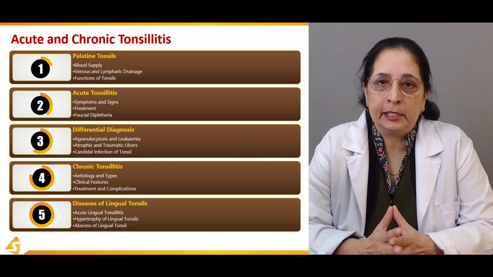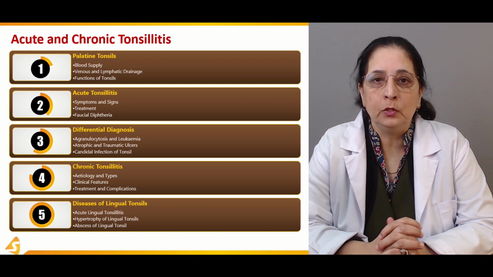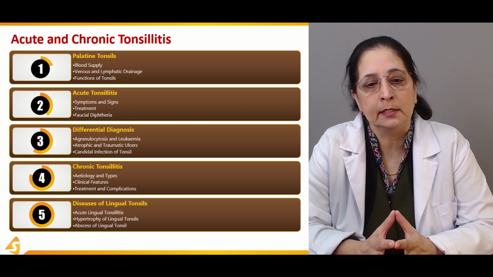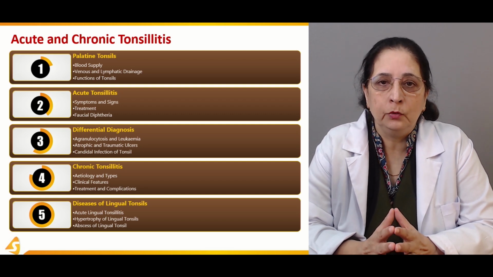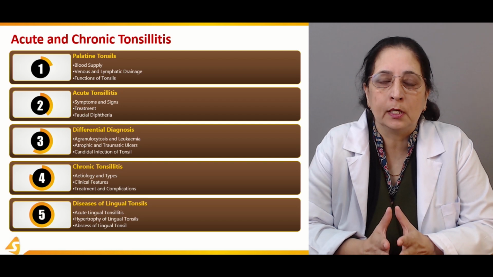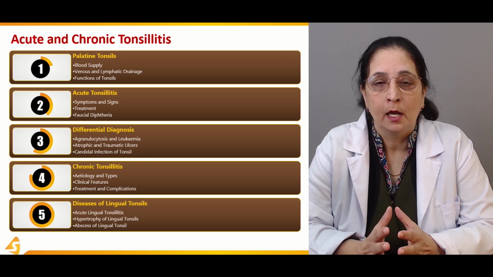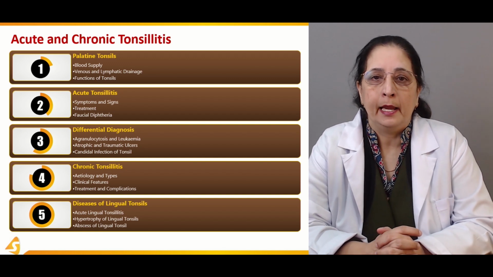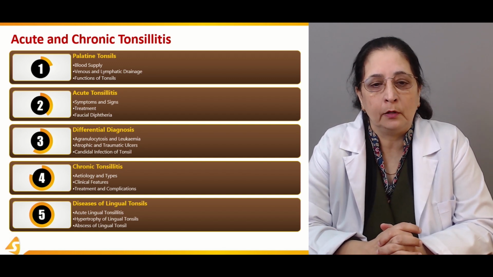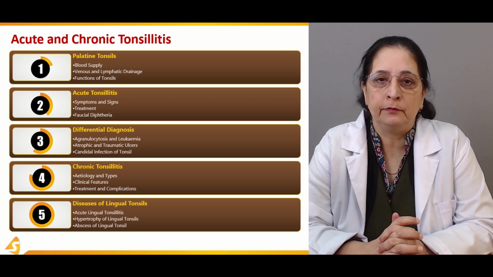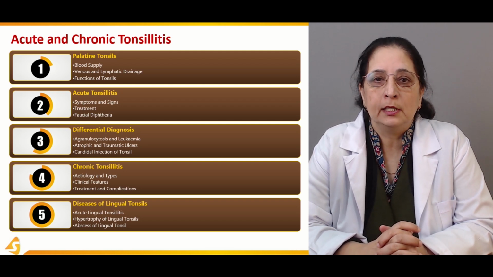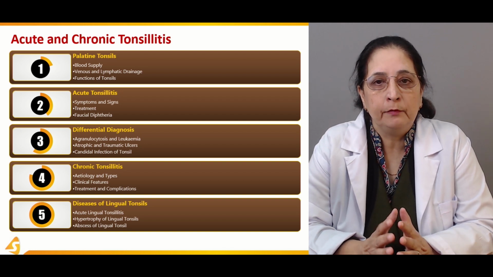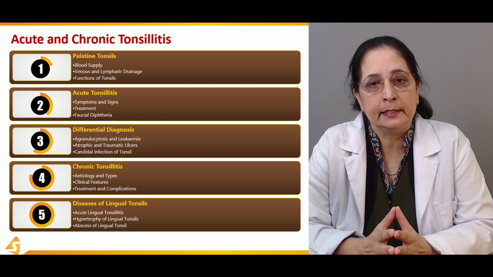Then in the second section, we will discuss the acute tonsillitis, acute inflammation of the tonsils, how the patient with acute tonsillitis present, what are the signs and symptoms, how we can treat the acute tonsillitis, and besides this other type of condition known as the faucial diphtheria or the tonsil diphtheria. That will be also discussed in this section.